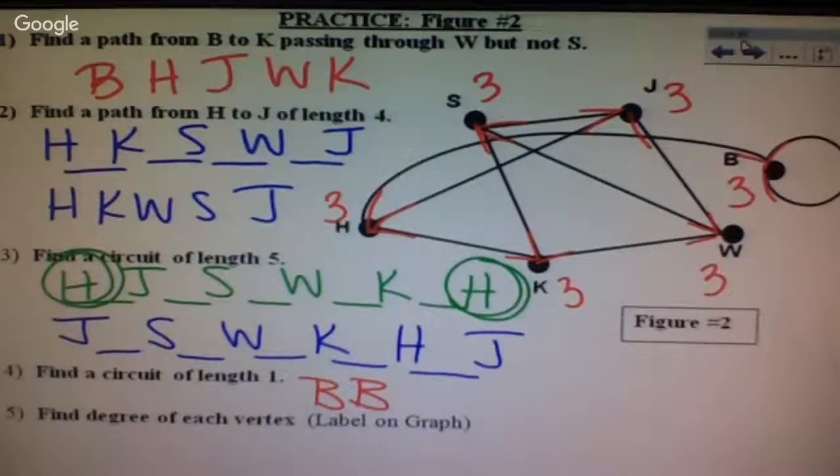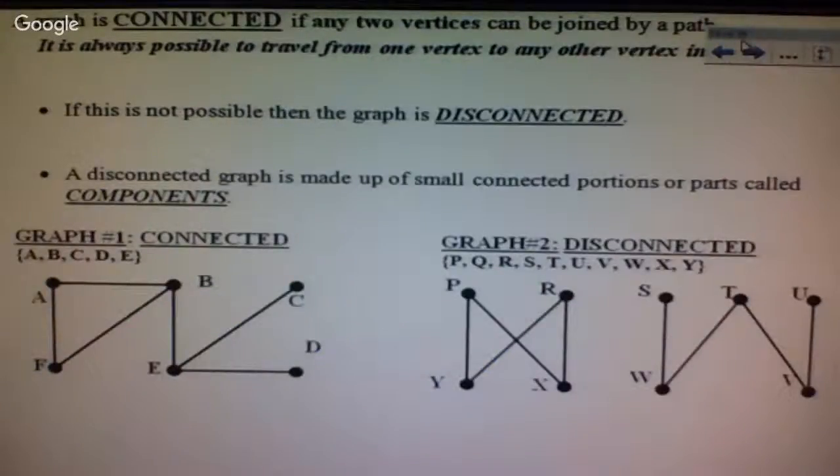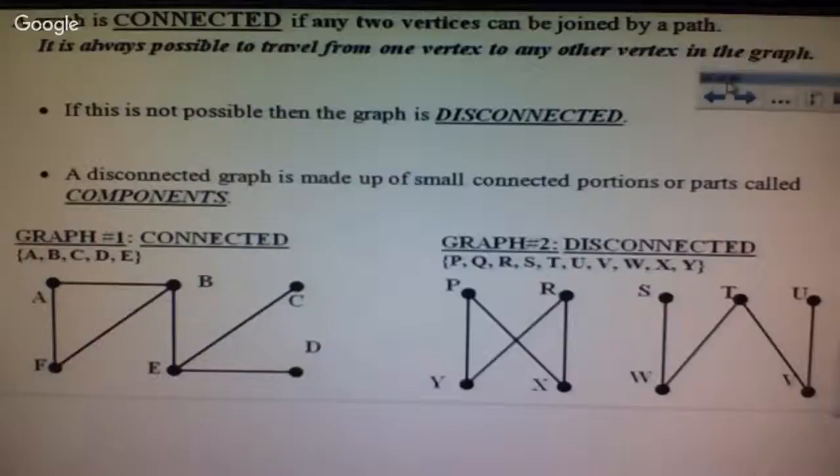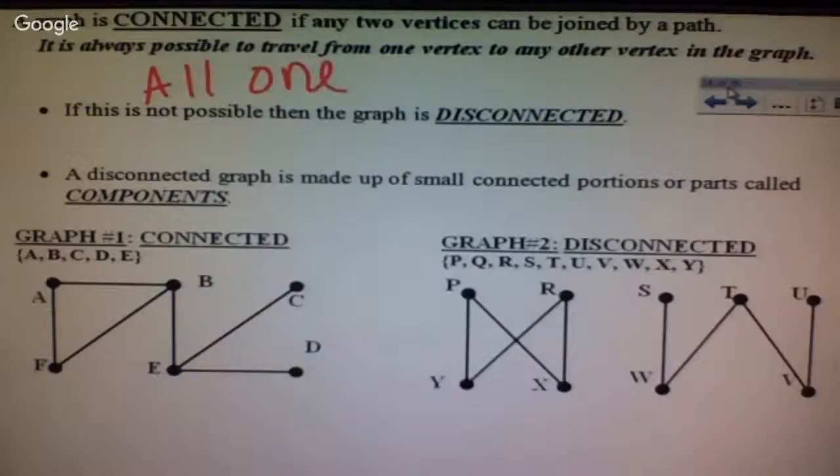All right. We've got 2 more things we've got to talk about, and then we're done. So, connected versus disconnected. We kind of talked about this yesterday. A graph is connected if any 2 vertices can be joined by a path. This is the way I look at it, though. If my graph is connected, it's all one piece.